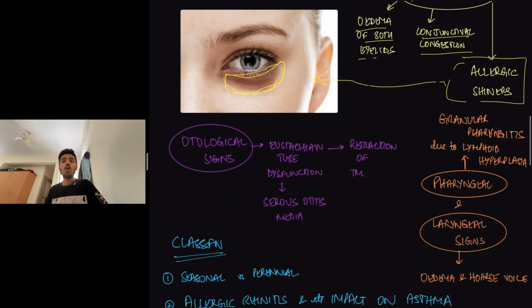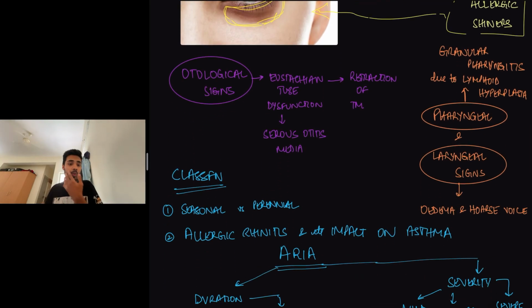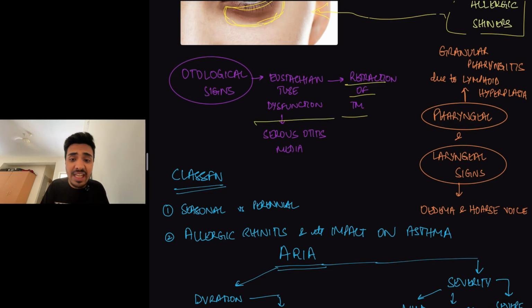Then otological signs in the ear. What happens is, because of all this discharge, nasal obstruction, edema, turbinate hypertrophy, the opening of the eustachian tube gets blocked. So the eustachian tube dysfunction occurs. When that happens, obviously there is no pressure equalization. So the air pressure from outside pushes the tympanic membrane inwards, retraction of the tympanic membrane. And because of the blockage of the eustachian tube, secretion accumulates, there is no drainage. This causes serous otitis media.